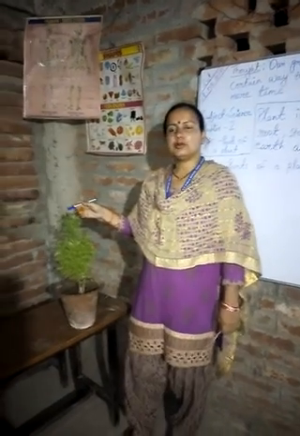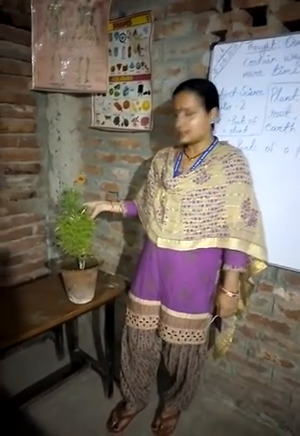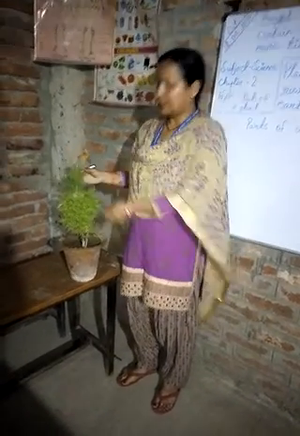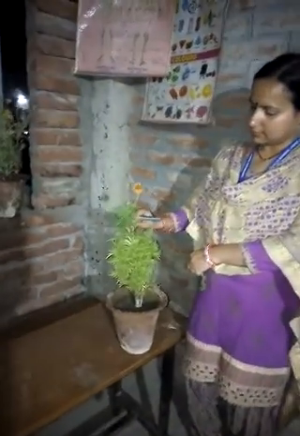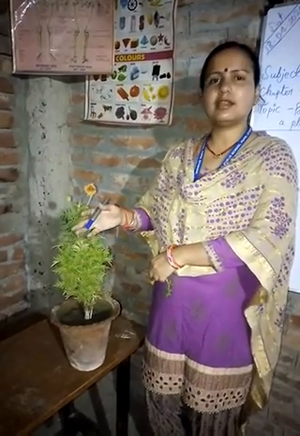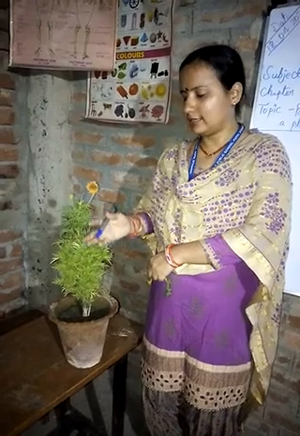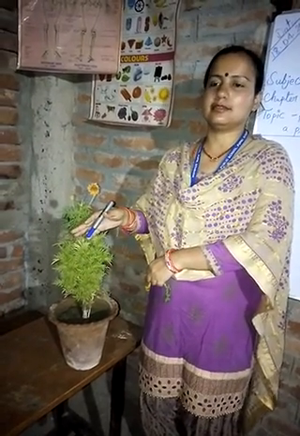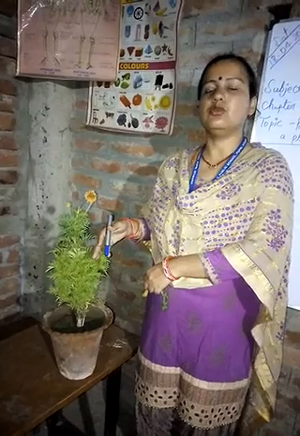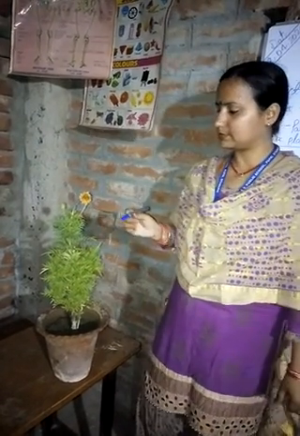Now I am going to show you a plant. This is a plant, as you can see. It has a green structure. What is the color of this plant? You can easily see it. It is green in color. So now I am going to demonstrate to you one by one the parts of a plant.